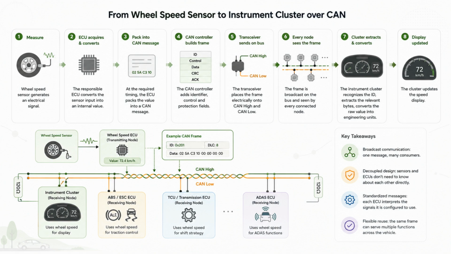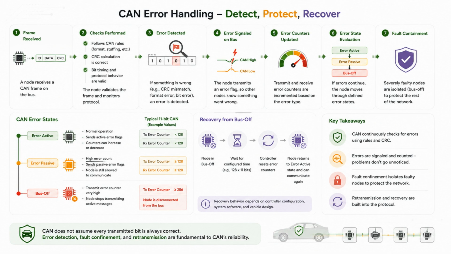CAN was designed with strong error handling. A receiving node checks whether the frame follows CAN rules and whether the CRC calculation is correct. Nodes also monitor transmitted and received behavior for protocol errors. When an error is detected, CAN can signal an error condition, so corrupted communication is not silently accepted.